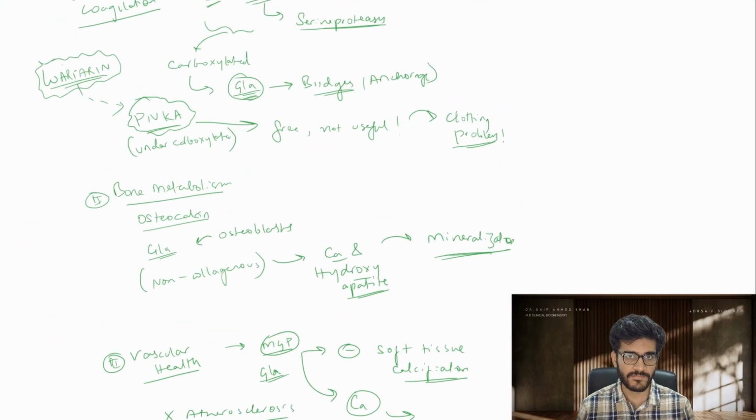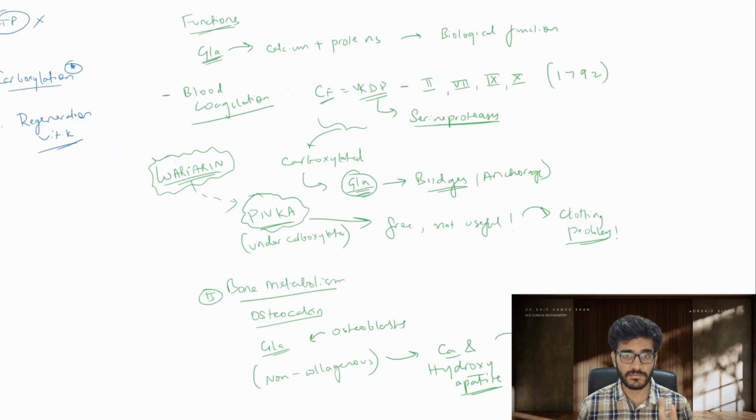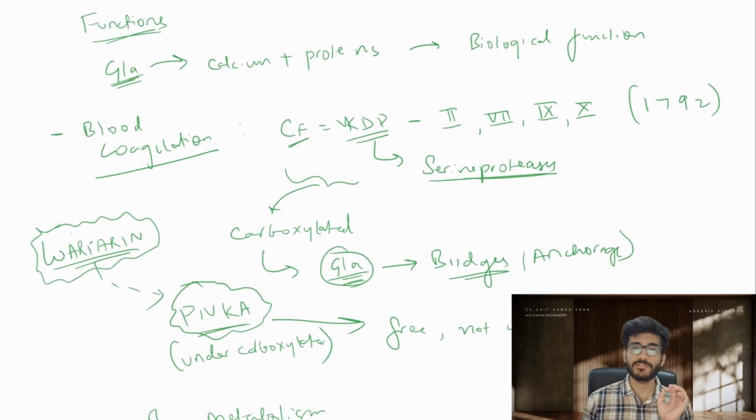Now we have seen the three major functions of vitamin K. The first one was in clotting, right? With the formation of gamma-carboxylated glutamic acid residues, bridges can be formed and anchorage can occur properly and clot formation can occur properly. PIVKAs are undercarboxylated proteins and warfarin is being used here to exploit that to prevent clotting, which can be pretty useful in highly coagulable states.